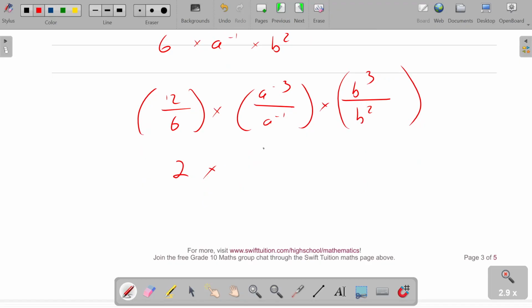Then a to the power of -3 over a to the power of -1. I'm dividing, so this is the same as saying a to the power of -3 divided by a to the power of -1, which means that you could just subtract the exponents. But I'll show you another way to do it. If you want to transport this guy from the bottom to the top, or vice versa, you need to change the sign of the exponent.